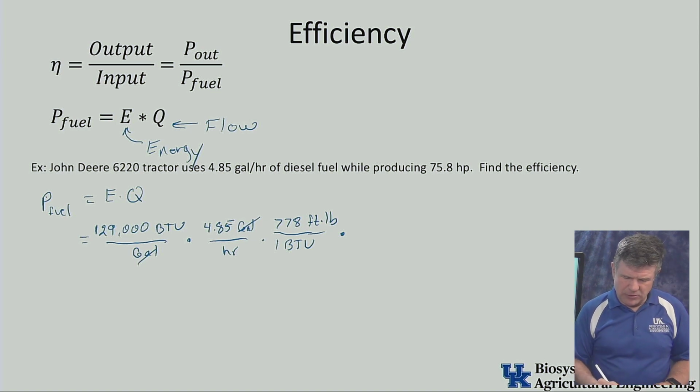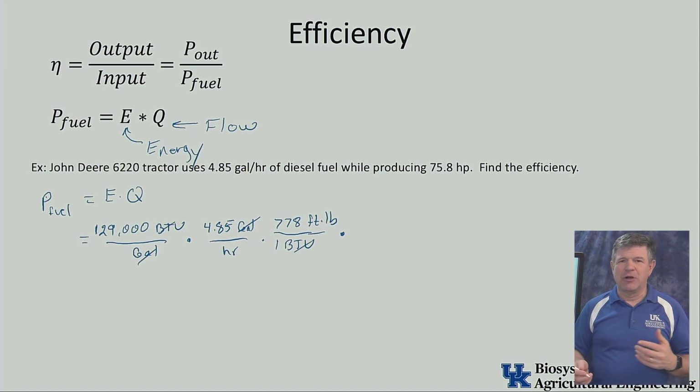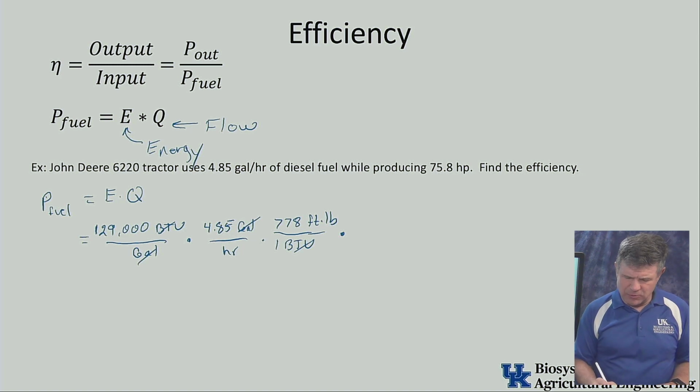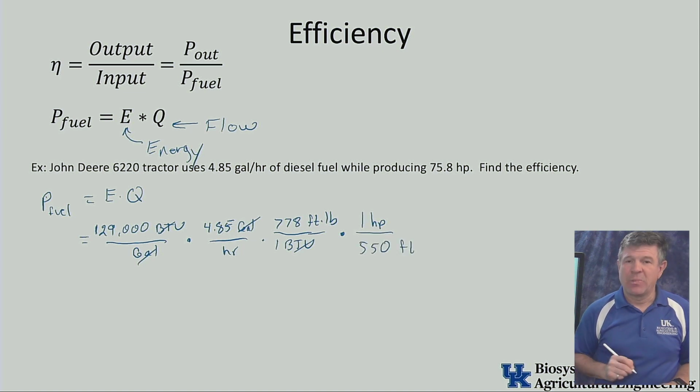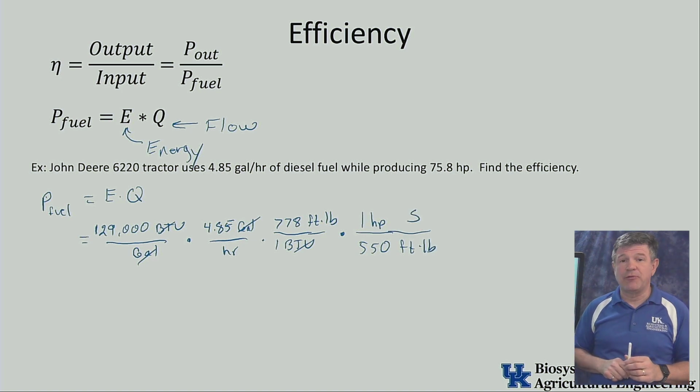So the BTUs are gone. That's good. I got rid of that. And what do I have? Foot-pounds per hour. And my conversions that I use, depending on which one, let's put that in. Let's put in that horsepower conversion. We know that 1 horsepower is equal to 550 foot-pounds per second. So that was one of the conversions that I had before.